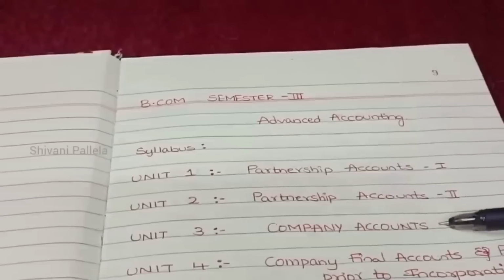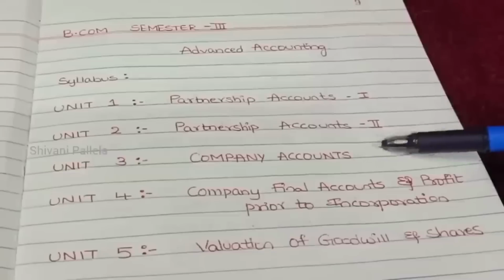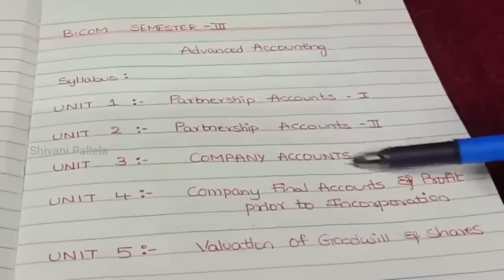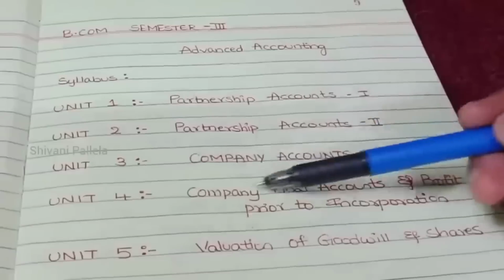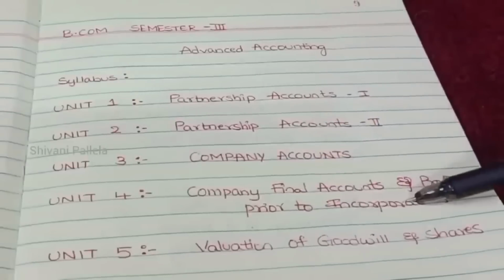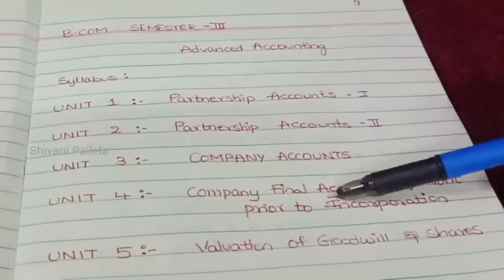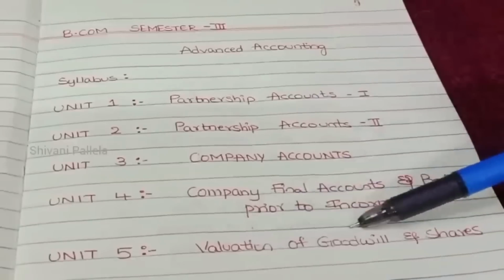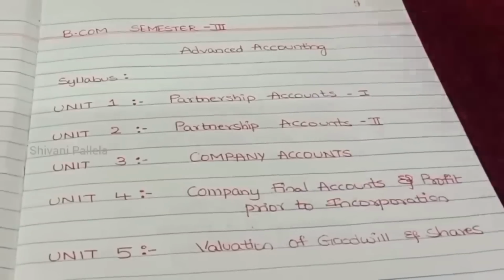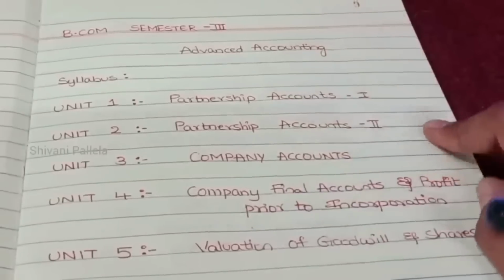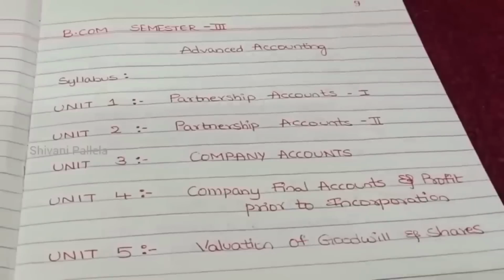Third unit is Company Accounts: issue of shares, debentures, underwriting, and bonus shares. All this is included in the third unit. Fourth unit is company final accounts and profit prior to incorporation. And the fifth unit is valuation of goodwill and shares. So these are the 5 units you have in your Advanced Accounting semester 3.